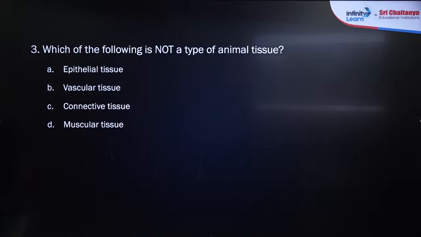Okay, very good. Anushka has marked her answer. Tanya, Purvi, Sitaram also marked their answers. Very good, very nice everybody. Absolutely correct answer. Vascular tissues will not be present in your animals. Animals don't have vascular tissue, like xylem and phloem. So the correct answer is going to be B.